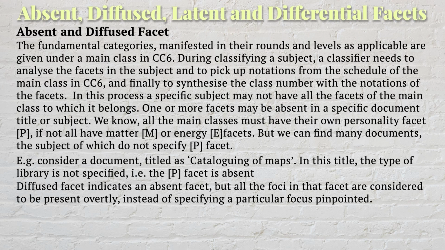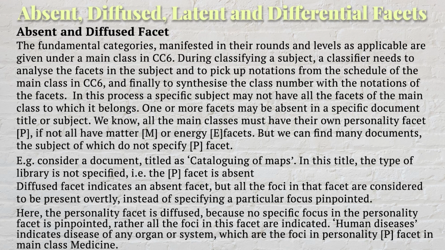Diffused facets indicate an absent facet, but all the foci in that facet are considered to be present overtly, instead of specifying a particular focus pinpointed. Here the personality facet is diffused because no specific focus in the personality facet is pinpointed, rather all the foci in this facet are indicated. Human diseases indicate disease of an organ or system, which are the foci in the personality facet in main class medicine.